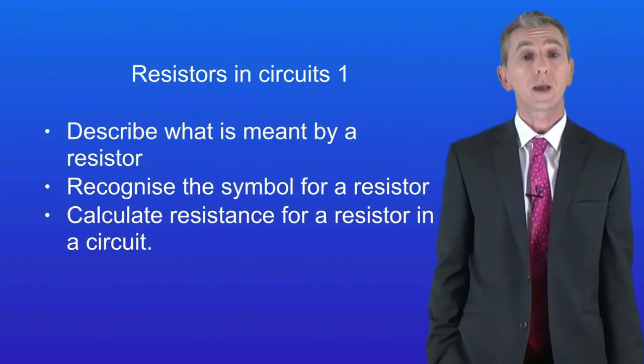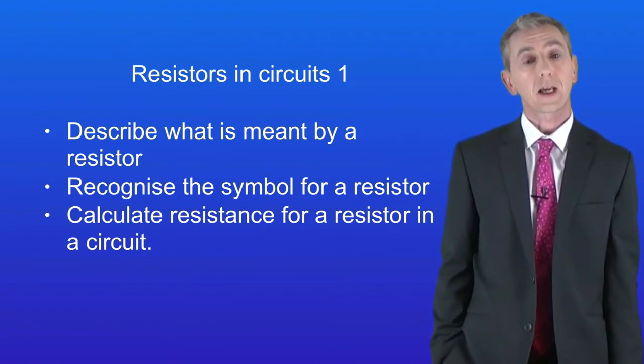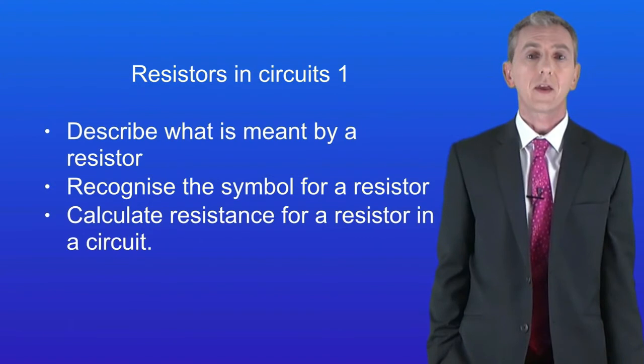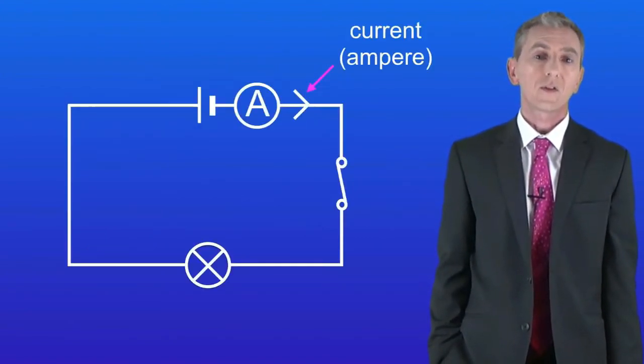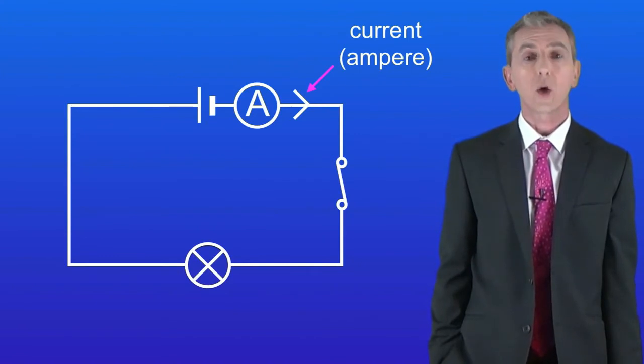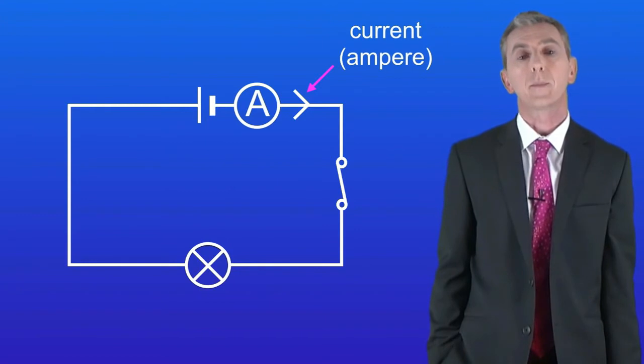By the end of this video, you should be able to describe what's meant by a resistor. You should be able to recognize the symbol for a resistor and then calculate resistance for a resistor in a circuit. So we've seen now that the current is a flow of electrons moving around a circuit, and the unit of current is the ampere.